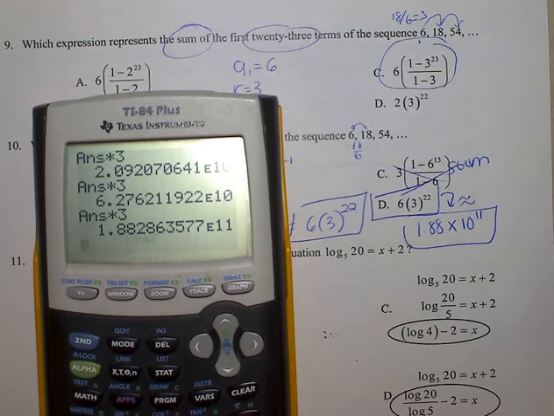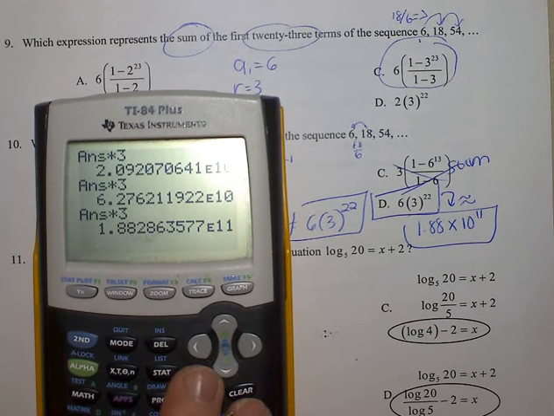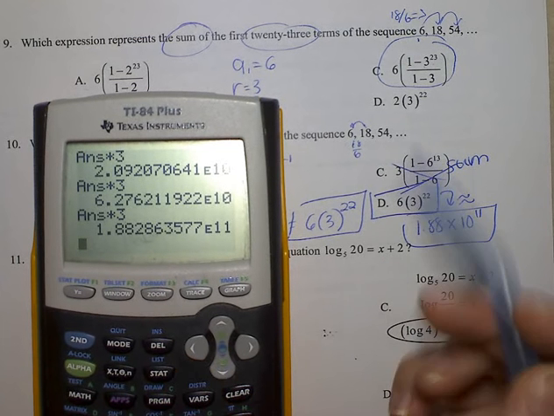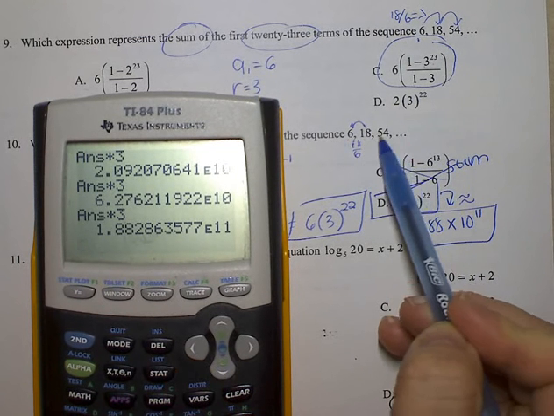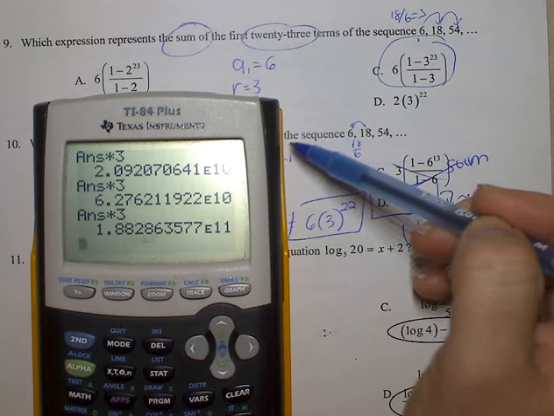I did the last one two different ways. One is I just used the calculator to do the common sense way. I started taking 6 times 3, following the rate, times 3, following the rate, and I continued to do that until I got to the 23rd term. Here's my answer.